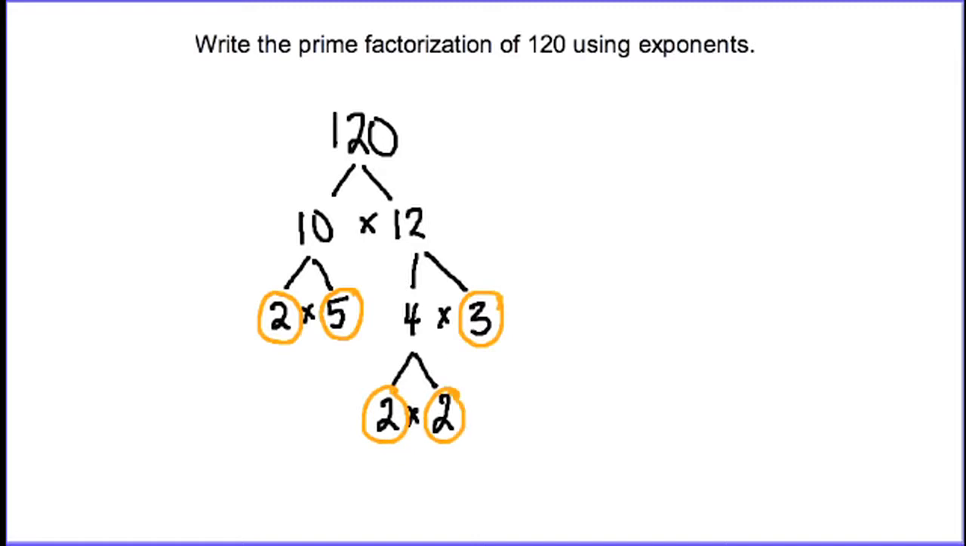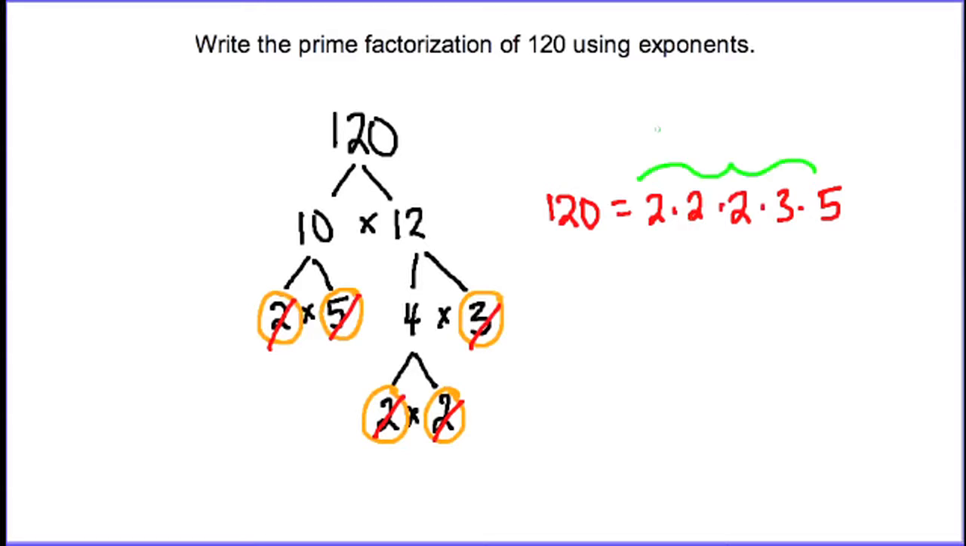So what I have here in the end is that 120 is equal to 2 times 2 times 2, those are 1, 2, 3 2's, times 3 times 5. And I want you to notice that what I did here is I wrote the factors in numerical order. This is just a convention, right? This is that math etiquette that we've talked about previously.